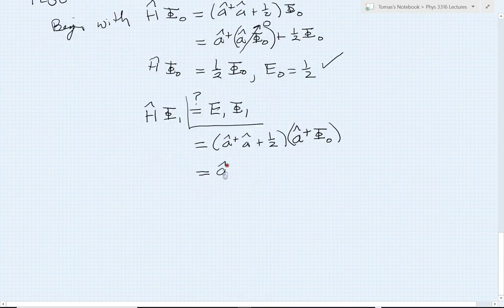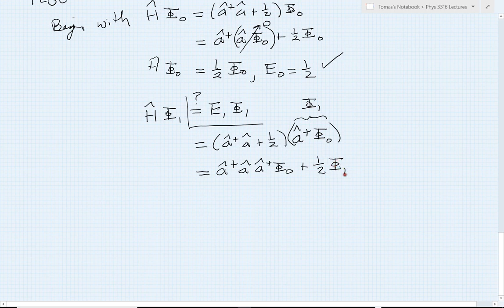You'll notice I have then a hat dagger a hat now acting on the result of a hat dagger applied to phi naught. So this is a bit of a more complicated expression. And I also have coming back out at me, again, 1/2 times the state I started with. So that will be 1/2. And this part, again, I recognize this is my phi 1 state. That's how we had constructed it. That's what we were applying things to. So I get back 1/2 phi 1.